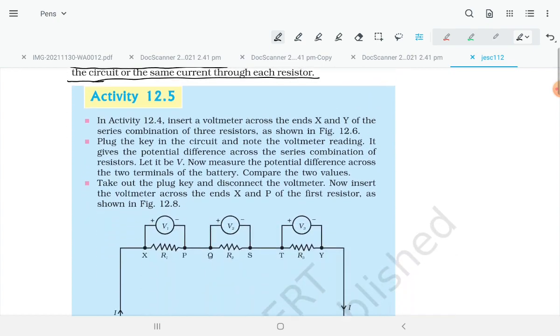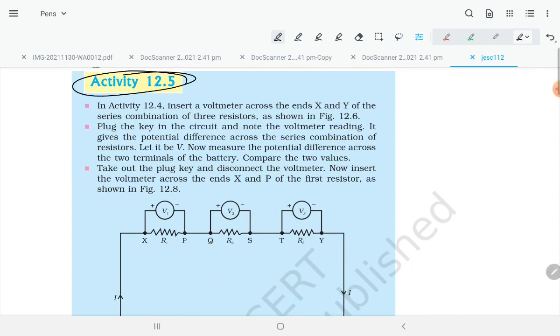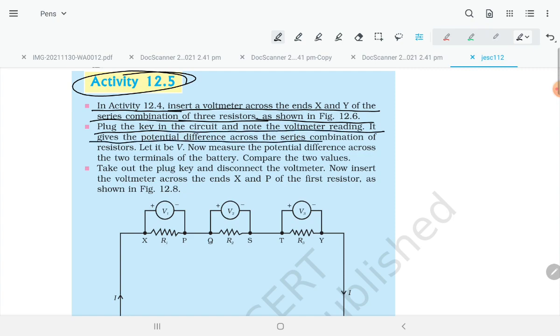But what is happening in the parallel line? Let us do activity 12.4. In activity 12.4, insert a voltmeter across the points X and Y of the series combination of these three resistors as shown in figure 12.6. Plug the key in the circuit and note the voltmeter reading. It gives the potential difference across the series combination of resistors. Let it be V. Now measure the potential difference across the two terminals of the battery. Compare the two values. Take out the plug key and disconnect the voltmeter.